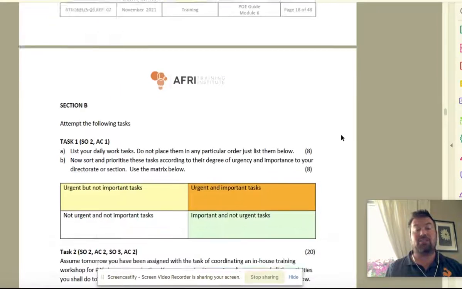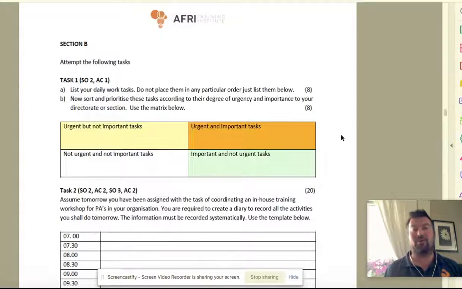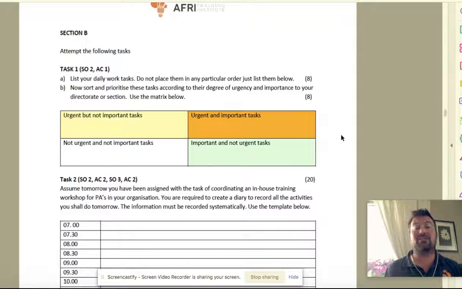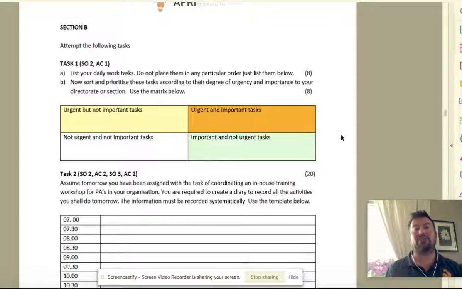Okay, now section B is a little bit more practical. So the first thing that it asks you to do in section B is to list your daily work tasks. Okay, so think about an average day in your life. Tell me what the tasks are that you normally do. Now, we did this in class, but now it's just about formalizing it and putting it in your portfolio of evidence. So list your daily tasks and place them in any order.